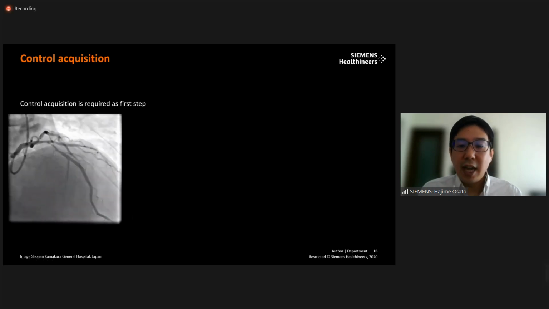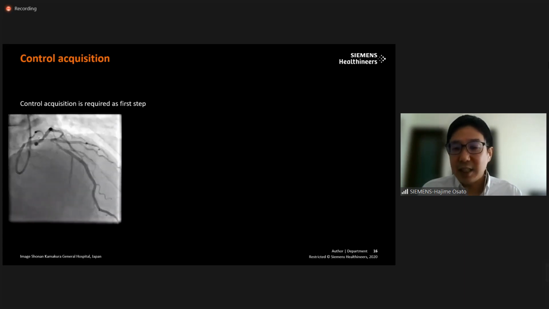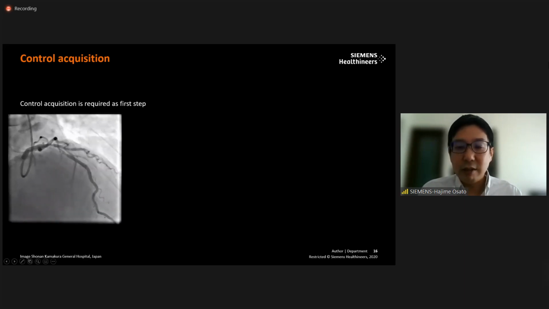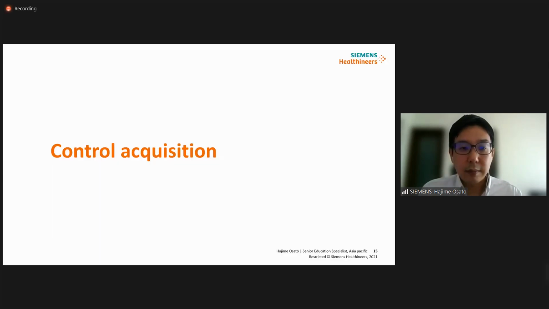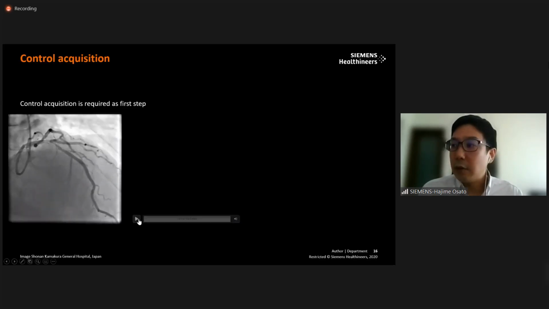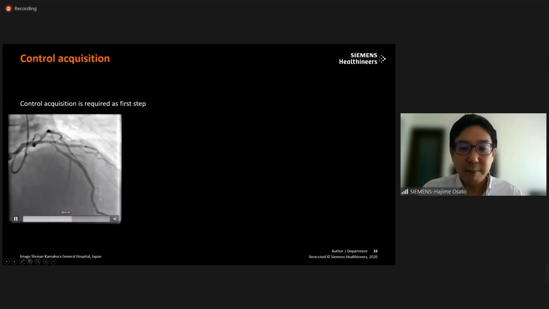So the doctor engaged the catheter to the left main trunk, so control acquisition is required. In this case, we can see the number 6 stenosis. So dual angulation is needed as we discussed previously. So I will try to, let me check. I'm sorry, it doesn't work in this area, sorry.